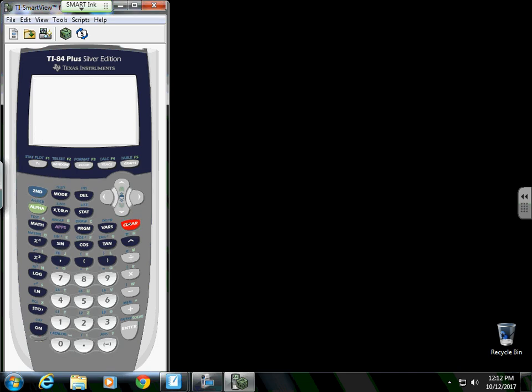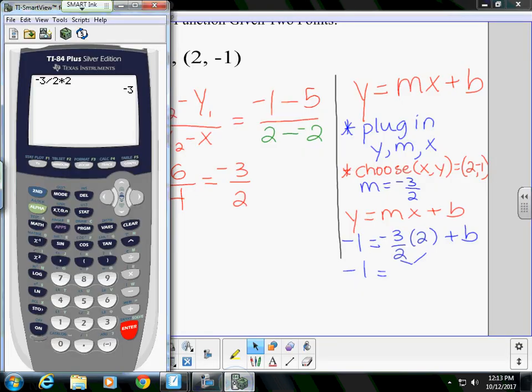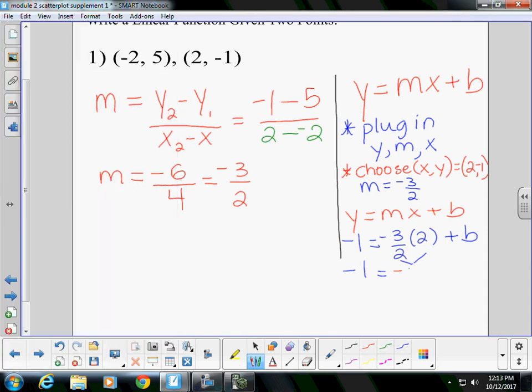Okay, so I'm plugging in my calculator, -3 divided by 2 for -3/2, and then times 2. And that's giving me -3. So this step right here came out to -3, and then I have plus b. And I'm solving that equation for b.